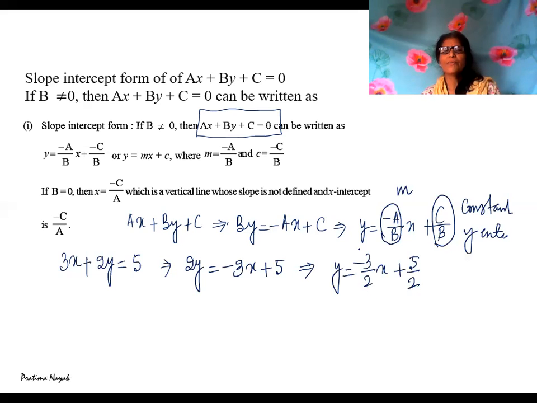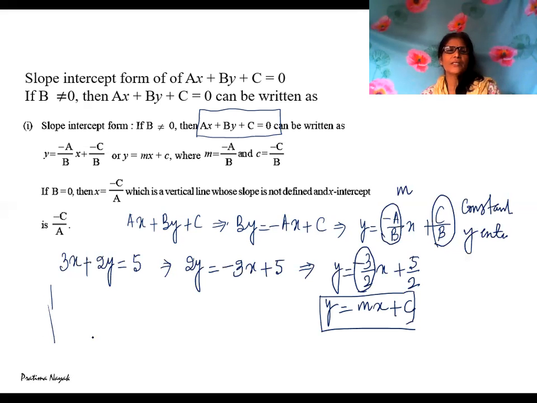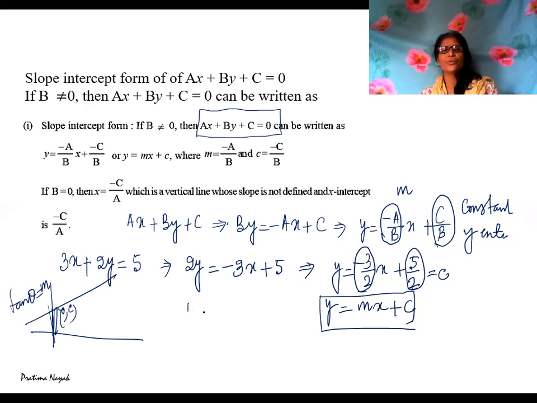So minus 3 by 2 is the slope, because slope-intercept form is y is equal to mx plus c, where small c is the y-intercept. That means the line makes an angle theta such that tan theta is equal to m, which we call slope, and it passes through the y-axis at 0 comma small c, so that we call the y-intercept. So in this particular equation, 5 by 2 is small c and minus 3 by 2 is the slope. M is equal to minus 3 by 2 and small c is equal to 5 by 2.